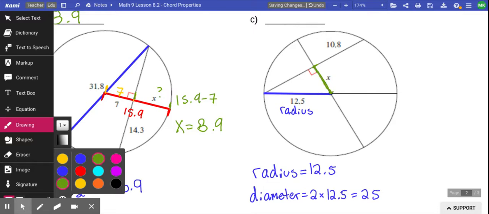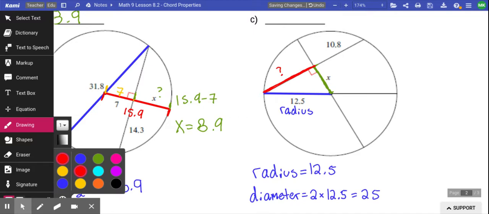If I look, x is actually part of a triangle. So I have that blue line, which I've already highlighted as the radius. I have that green line, which is x, and then I could do this red line right here. So when I notice that x is part of a 90-degree triangle, that tells me maybe Pythagorean theorem is something I could do here. But you can't do Pythagorean theorem unless you know two of the other sides. And I know 12.5, but I don't know this red side. So somehow I have to discover that red side to be able to use Pythagorean theorem.